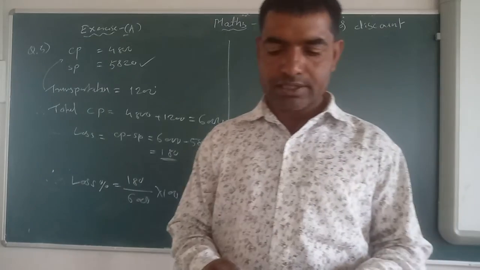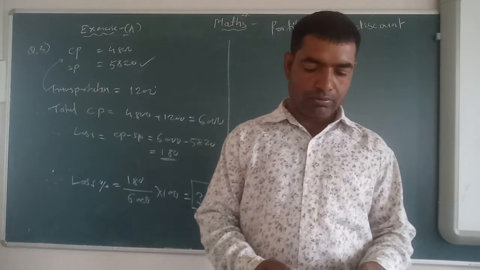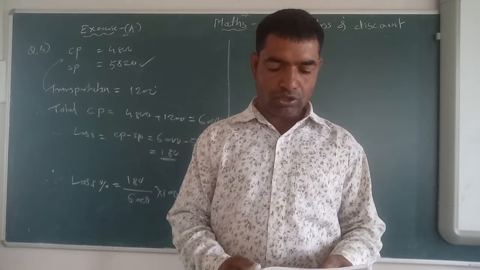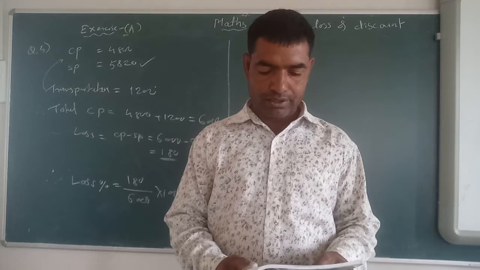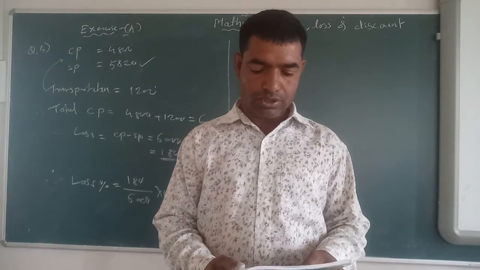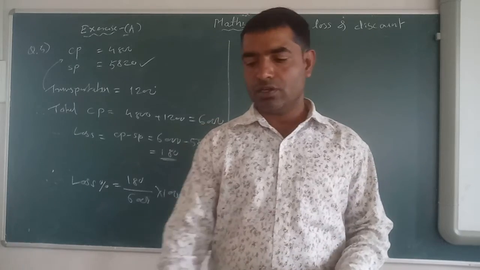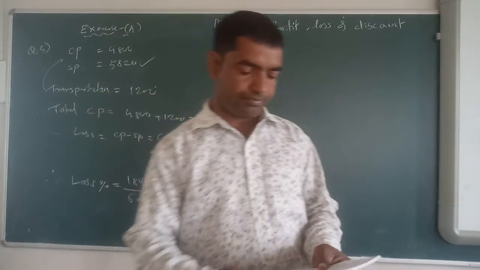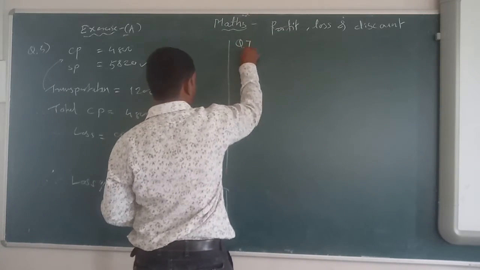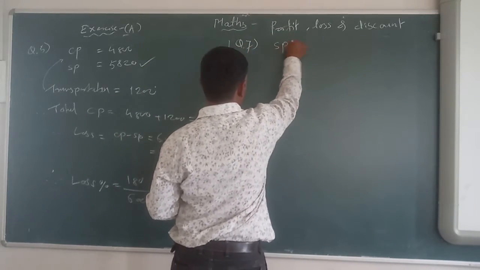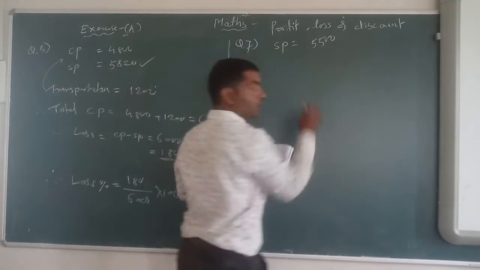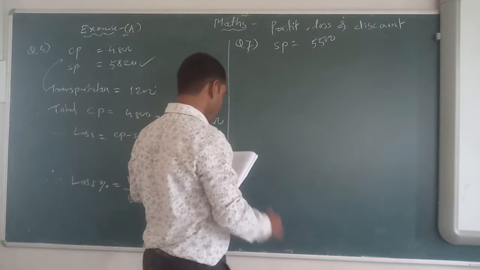By selling a certain number of goods for 5500, a shopkeeper loses an amount equal to 1/10 of their selling price. Find the loss incurred, the cost price of the goods, and the loss as a percent. Now see, here SP is clearly given. We are going to see question number 7. SP is clearly given. How much? SP is given 5500.